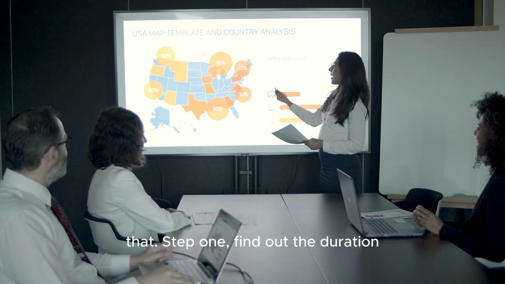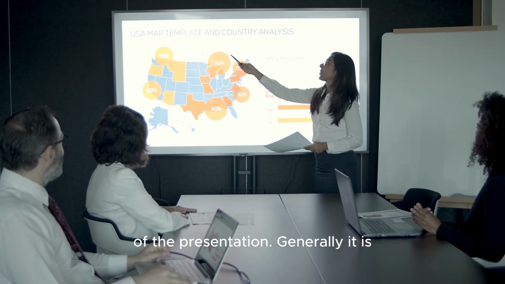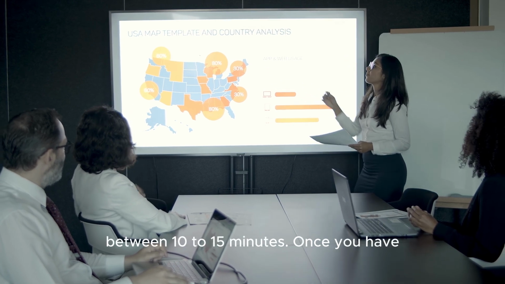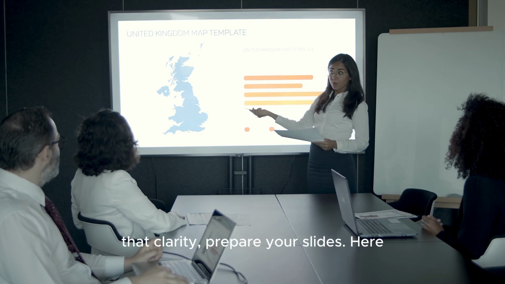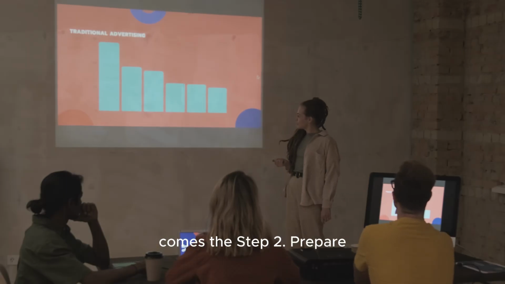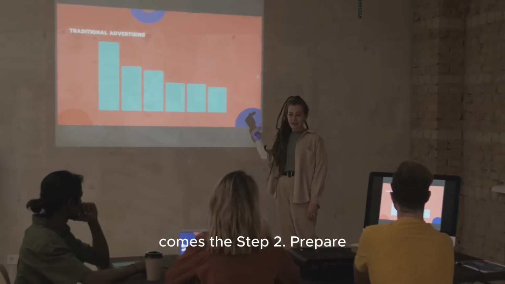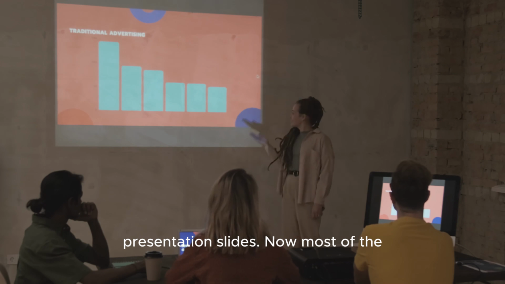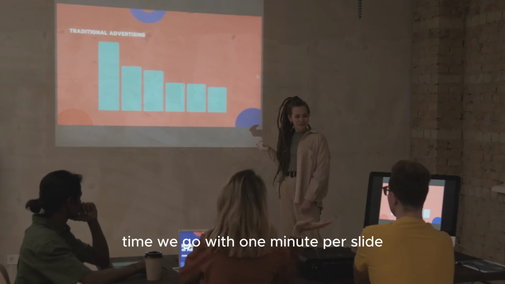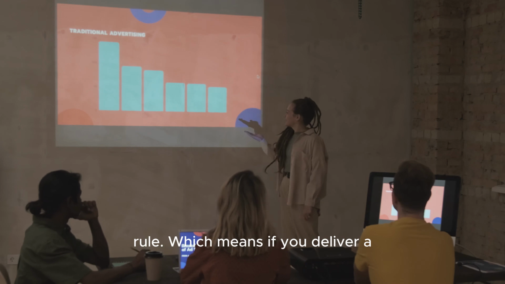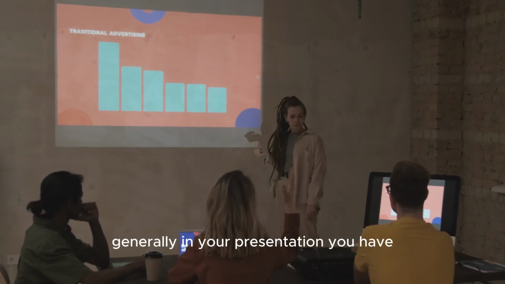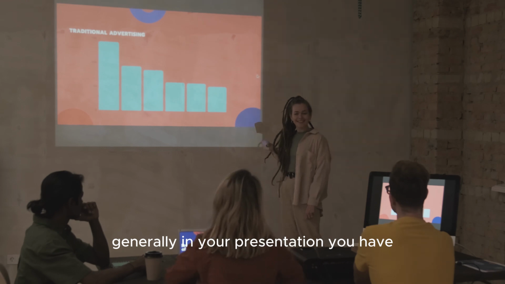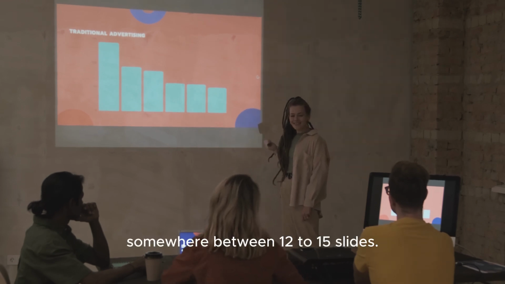Step 1. Find out the duration of the presentation. Generally, it is between 10 to 15 minutes. Once you have that clarity, prepare your slides. Here comes step 2. Prepare presentation slides. Now, most of the time we go with the 1 minute per slide rule, which means if you deliver a presentation for 15 minutes, then generally in your presentation you have somewhere between 12 to 15 slides.